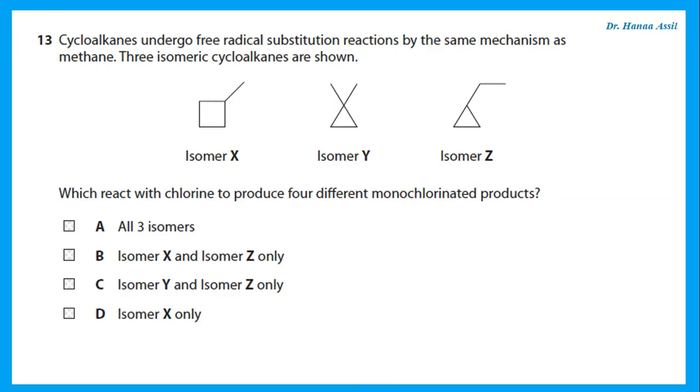Isomer X has how many different CHs that we can replace the hydrogen with a chlorine? Well, this would give 4 different monochlorinated products. What about Y? Y has only 2 different CHs that can be replaced with chlorine. Isomer Z has 4 carbons in which the hydrogen can be replaced by a chlorine, so it is X and Z.